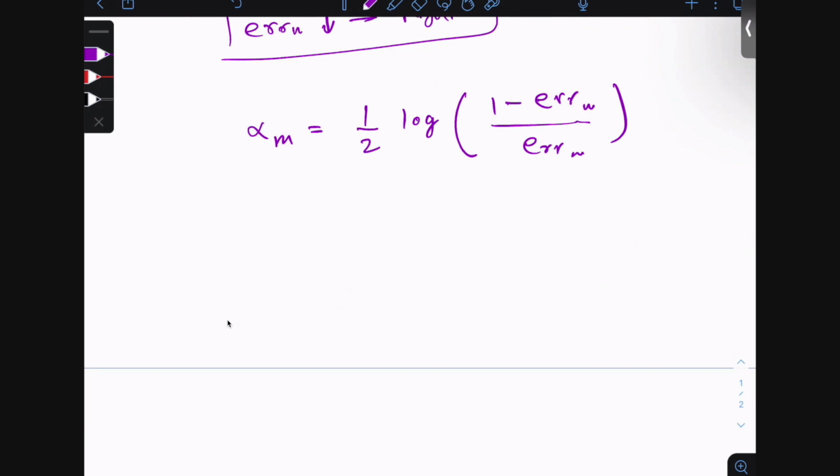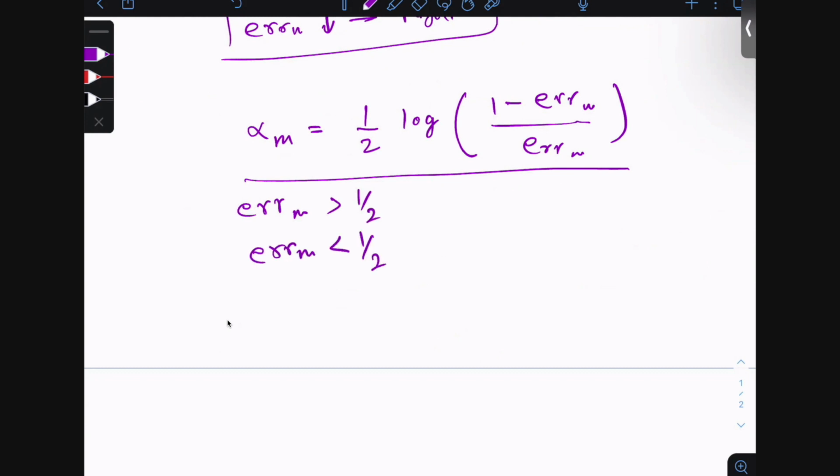Let's try to see what it means. So this is the formula, right? Now let's see what will be the weight of the learner. Not the weight of the observation, but the weight of the classifier itself, the individual model itself. For now, just let's see the error. Let's say there are 2 scenarios: error m is greater than half, and error m is less than half. Okay, if my error rate is greater than half, what does it mean?